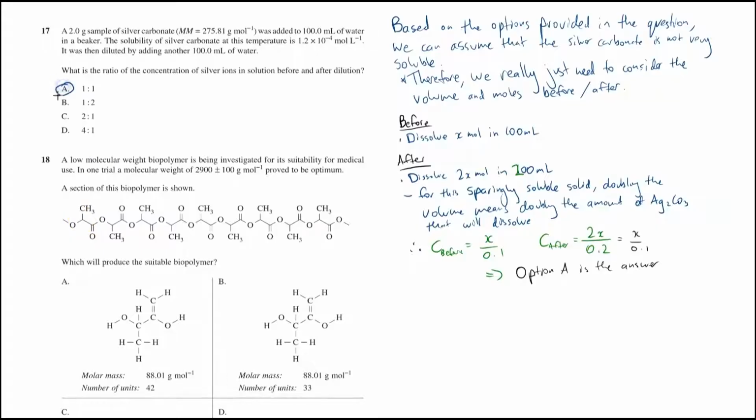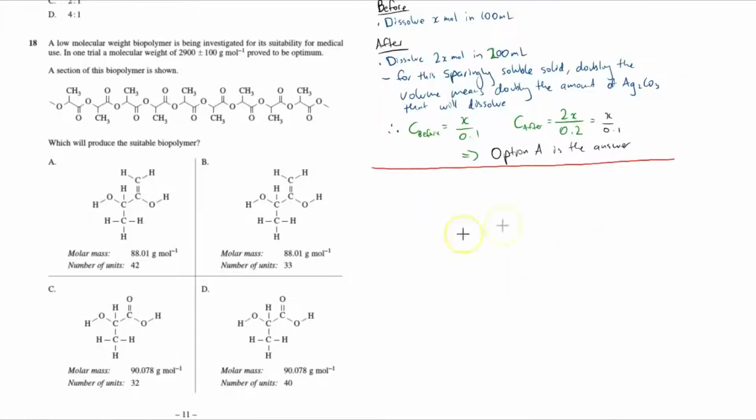is our answer. With question 18, we are provided information on a biopolymer for medical use and told that the optimal molecular weight is 2,900 plus or minus 100 grams per mole. We are also provided a section of the biopolymer to see what it looks like structurally. The question is, which of the 4 options will produce the suitable biopolymer? Each option comes with a molar mass and number of units, which makes calculation a little easier.